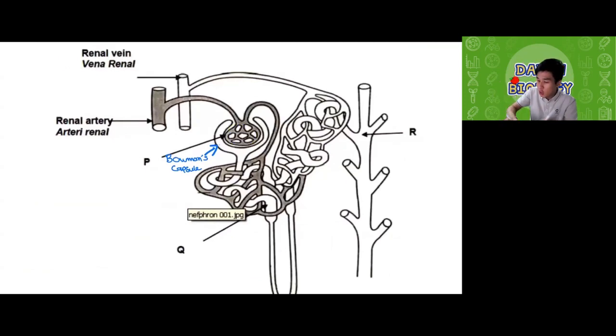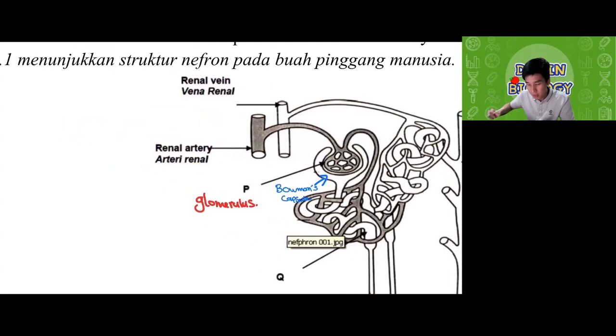So this one is the glomerulus. Actually, all of you also said Bowman's capsule. I don't know why, so I followed you. This is not the Bowman's capsule. The Bowman's capsule is this part, the C part. So the question is pointing at the blood capillaries there. Okay, look one more time.